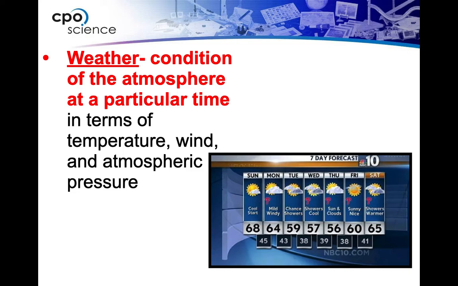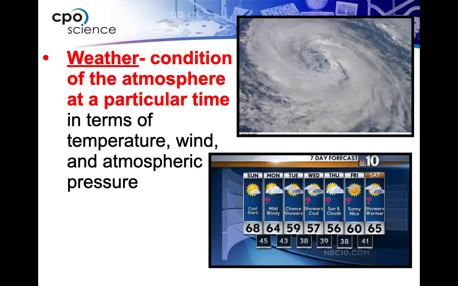So what is the weather? The weather is the condition of the atmosphere at a particular time. We look at things like temperature, wind, atmospheric pressure, but weather is what's it like outside right now. So when we look at a forecast like that, when we see on the news, wouldn't that be nice right now? That's what the weather is. What is the condition of the atmosphere at a particular time? What's the weather like outside?